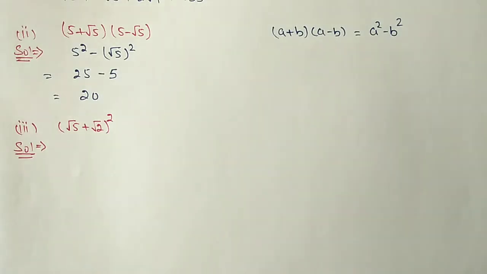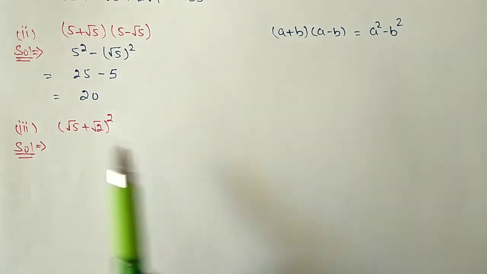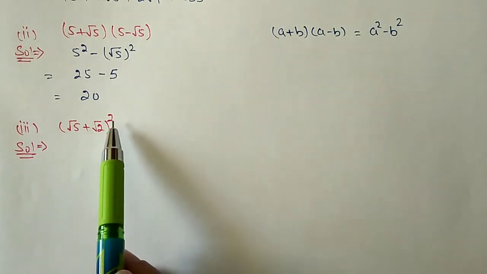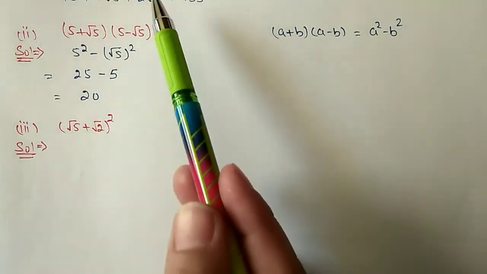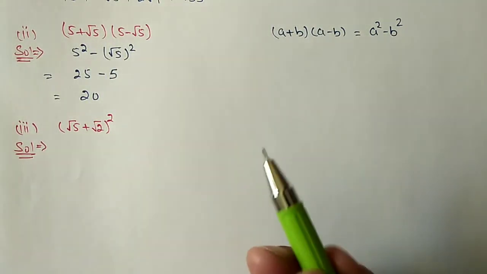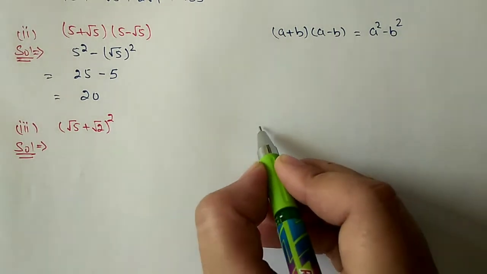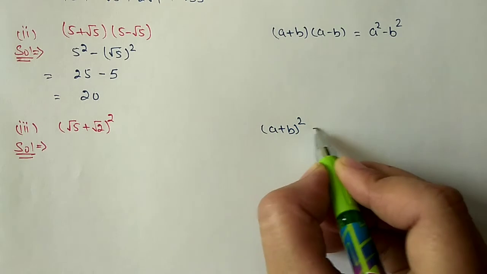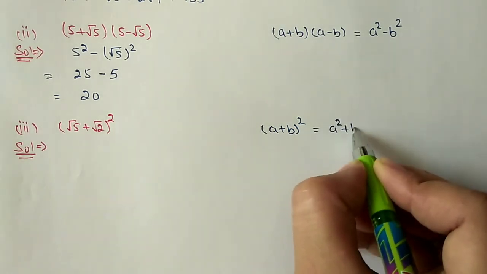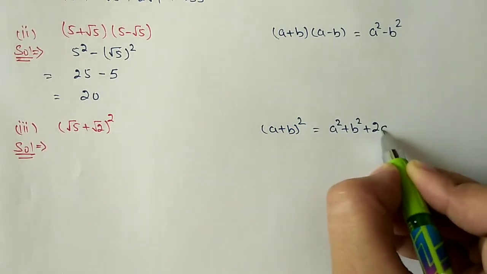Third part, (√5 + √2) whole square. You can write the bracket 2 times because the square is there and do the simple multiplication, or you can use the identity here. We can use the (a + b) whole square identity. (a + b) whole square is equal to a square plus b square plus 2ab.